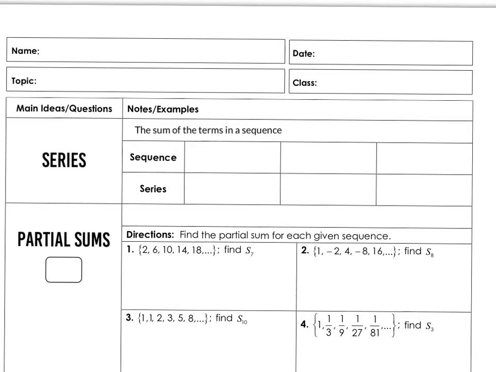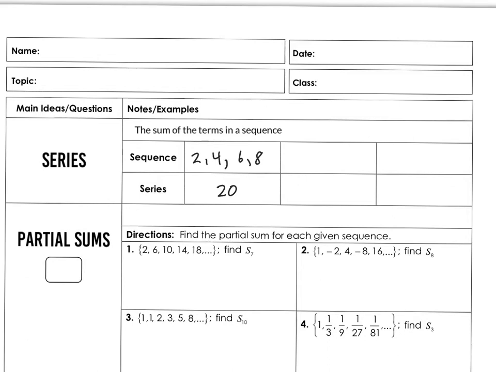Okay, this is lesson 11.4, and it's about series. A series is a sum of the terms in a sequence. So for instance, if you have the sequence 2, 4, 6, 8, then the series would be 20, because all we had to do was add up all those numbers.